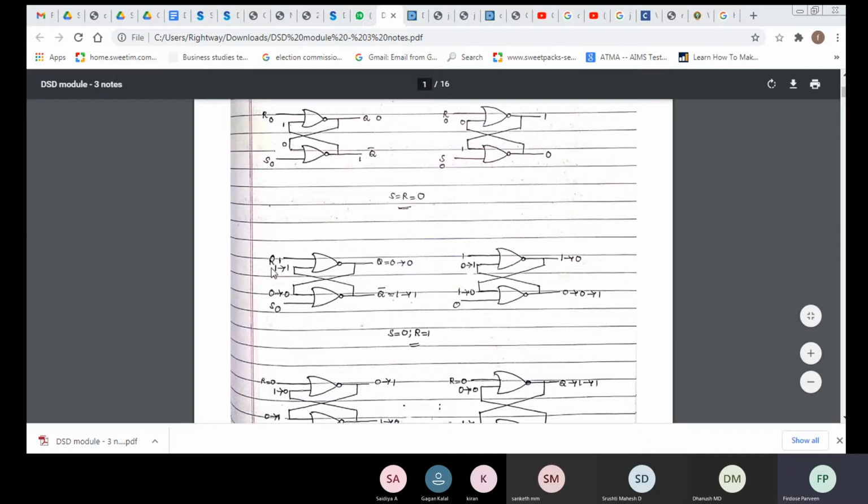When S is equal to 0 and R is equal to 1, what happens? What was the previous state? Q is equal to 0. So it remains in 0 only. Previous state here was 1. It will remain in 1 only.